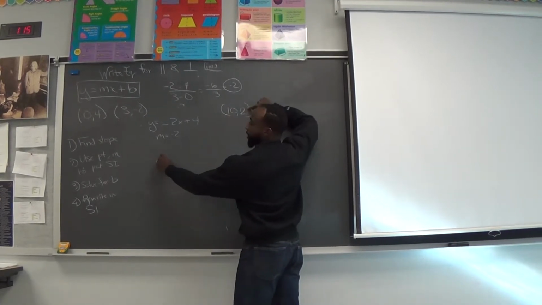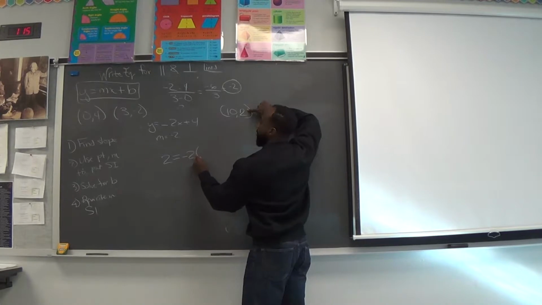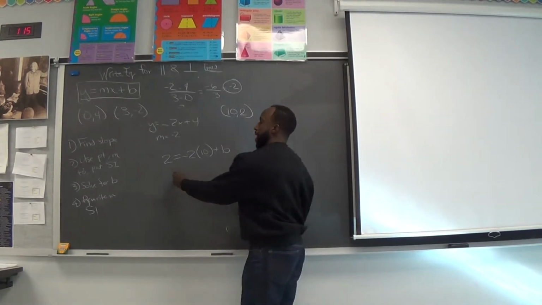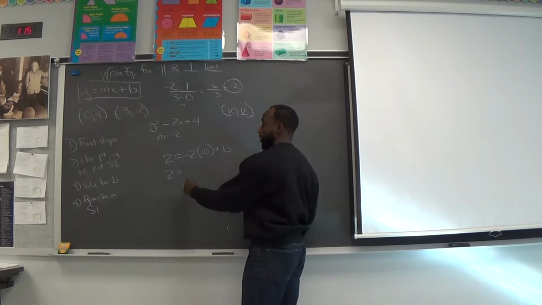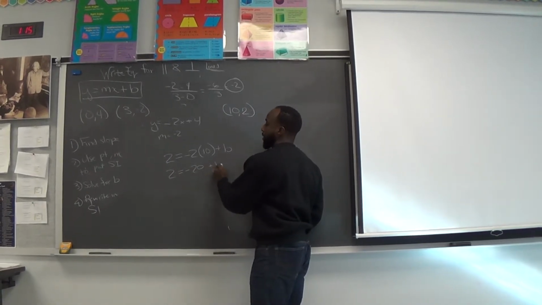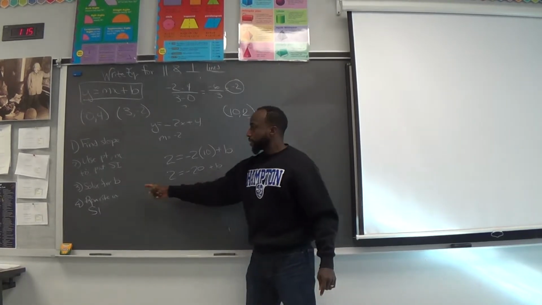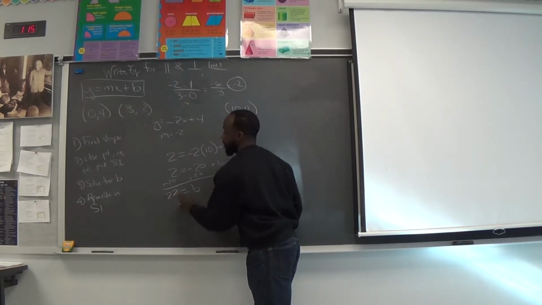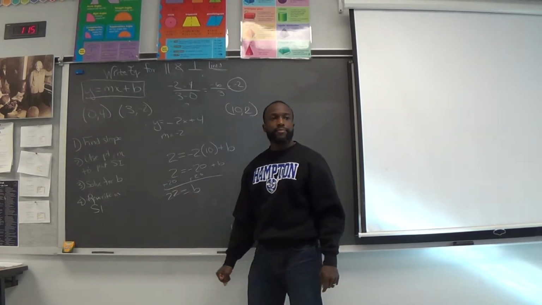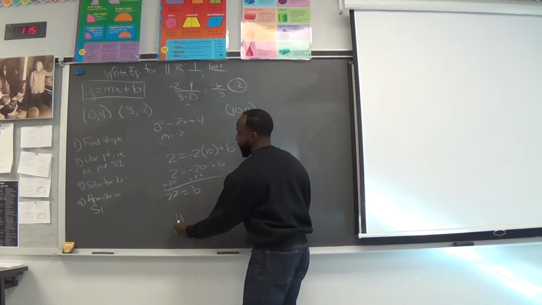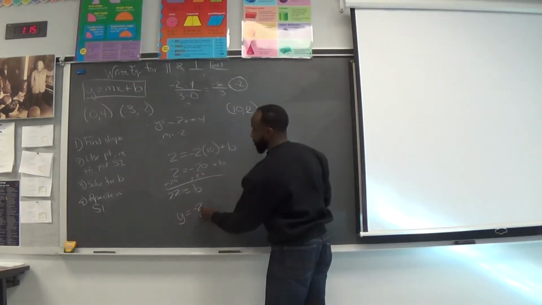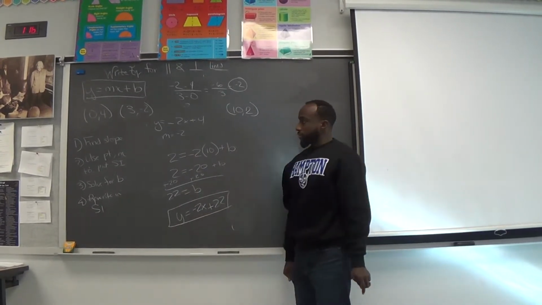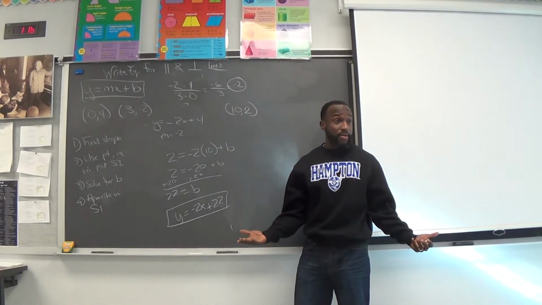So we're going to have y equals mx plus b. Everybody good with this part? Now we have 2 equals, what's negative 2 times 10? Negative 20 plus b. Then solve for b. Add 20 to both sides. So b equals 22. Finally, rewrite the slope-intercept form: y equals m, negative 2, because it's a parallel line, and parallel lines have the same slope, x plus the b that we just found. That's the equation for the parallel line.